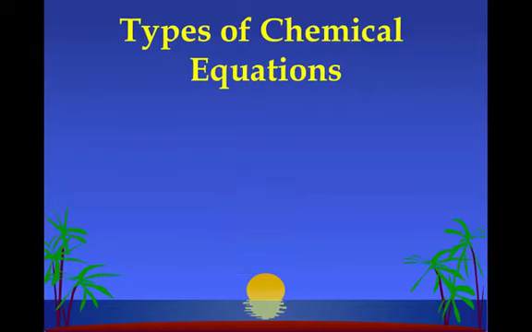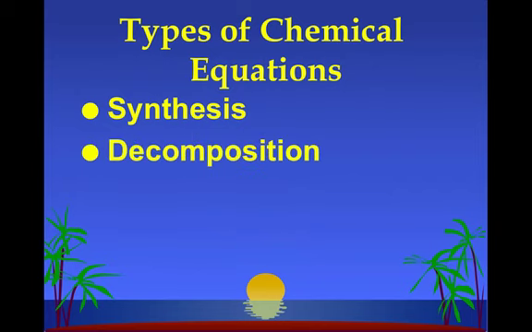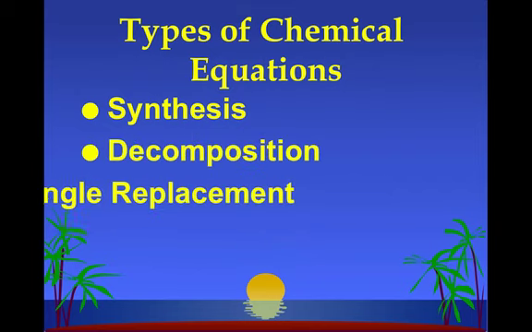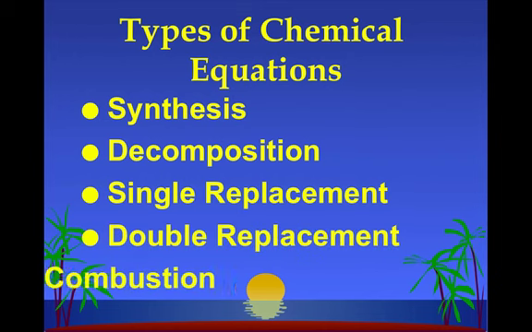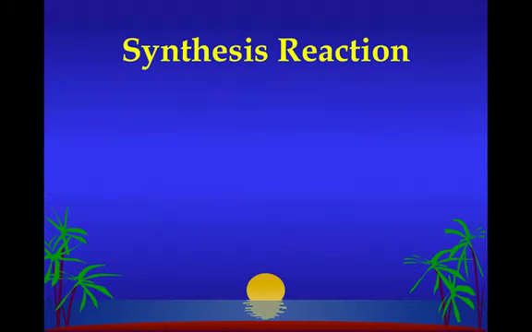Okay, this lesson is about types of chemical equations. The five main types of equations that you'll be learning about include synthesis, decomposition, single replacement, double replacement, and combustion. Let's talk about each one in turn. Just a quick intro to each kind.